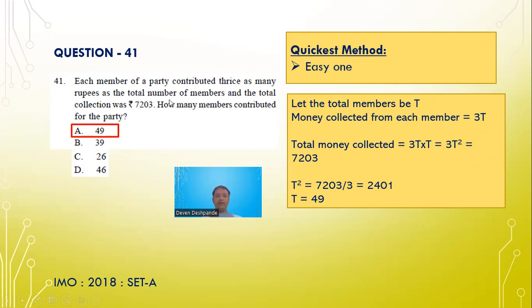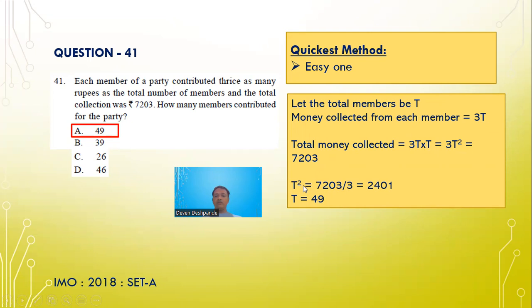So total money collected was 7203. So members into the money collected from each member is 7203. 3T into T is 7203. What is 3T into T? 3T into T is 3T square. So then T square will be 7203 upon 3. 7203 upon 3 is 2401.